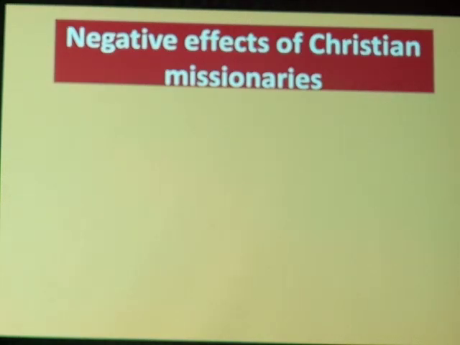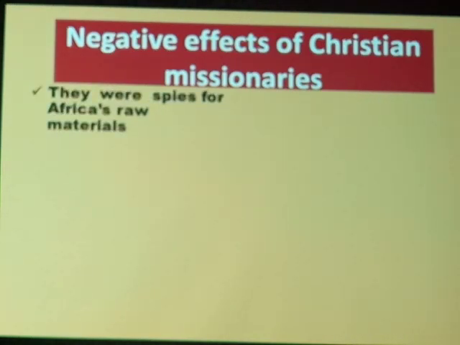Why do we say they were negative? 1, they were spies for Africa's raw materials. They reported what Africa has. They reported Africa's treasures. So other people who came on board, like the European traders, like the colonialists, were responding to the words of the spies, who were missionaries in this case.